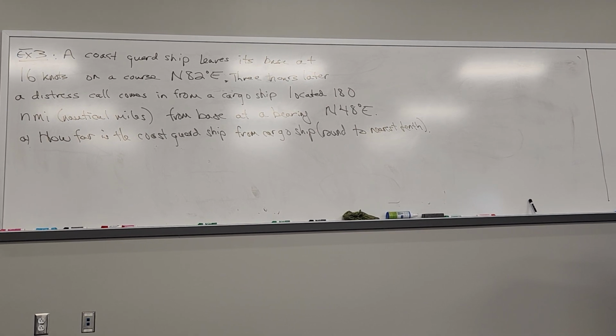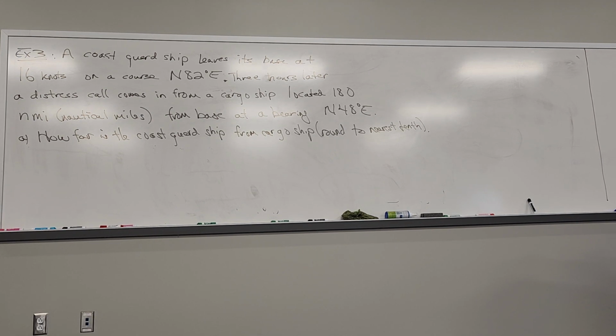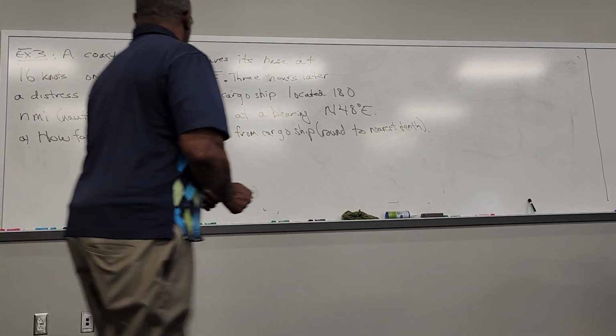Three hours later, a distress call comes in from a cargo ship located 180 nautical miles from base at a bearing of north 48 degrees east. And I want to know how far the Coast Guard ship is from the cargo ship. So one ship left its base at 16 knots on a course north 82 degrees east.